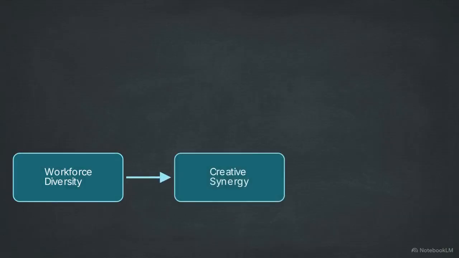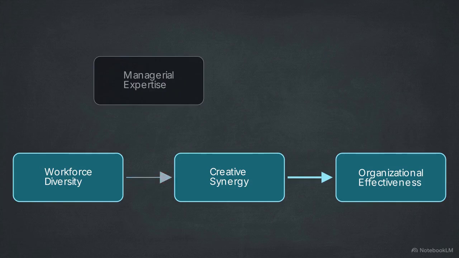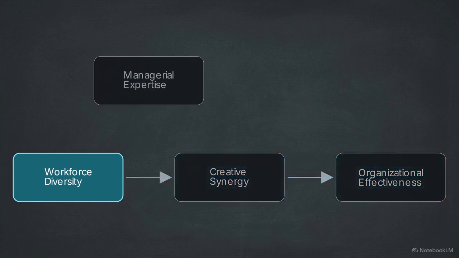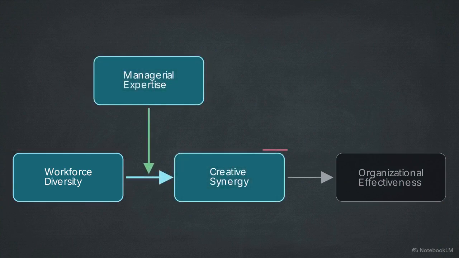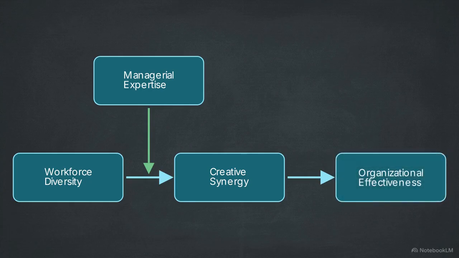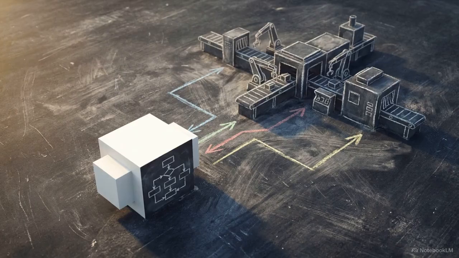This fully integrated multivariate architecture shows diversity flowing into synergy, then effectiveness. Managerial expertise acts as the gatekeeper. If the manager fails, removing the moderator, the link to synergy breaks. But with a capable manager, the relationship holds, and organizational effectiveness is achieved. This complex multivariate architecture is the ultimate output of a thorough literature review. It provides a complete, logical map of reality that is now ready to be tested against empirical data.